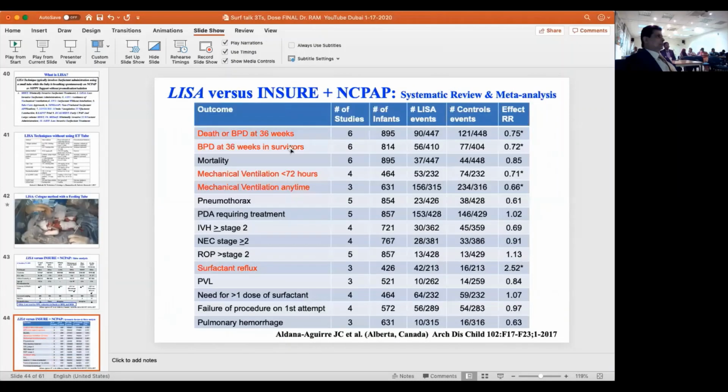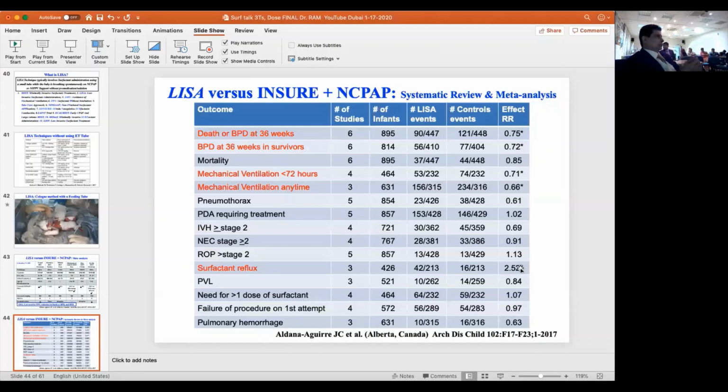It is looking at the outcomes: death or BPD at 36 weeks. The risk was significantly lower. Need for mechanical ventilation within 72 hours or at any time was also lower. The only adverse effect was reflux of medication, which was more common. You have to slow down when you are administering surfactant.